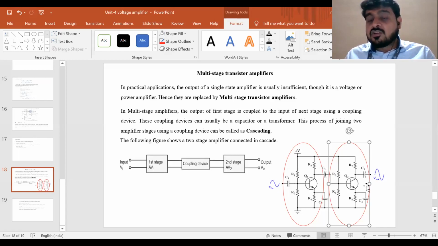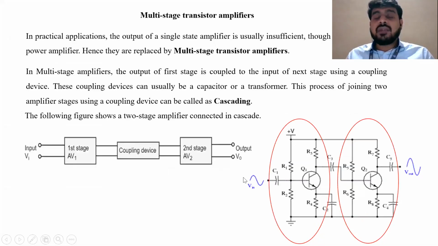Now if I wanted to add one more stage, what do I have to do? Again, the same thing, from the capacitor to the transistor. It will directly go to the base terminal, or the junction of the voltage divider. I do not have to connect any separate capacitor. So that's how your multi-stage transistor amplifier works in practical application.